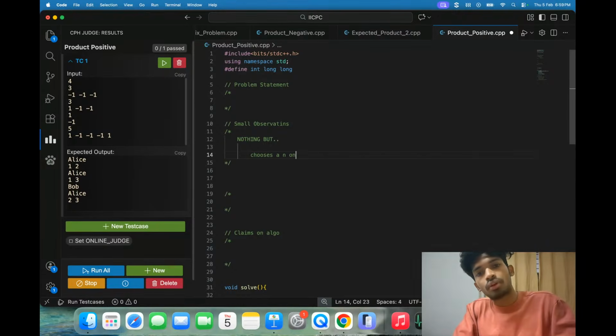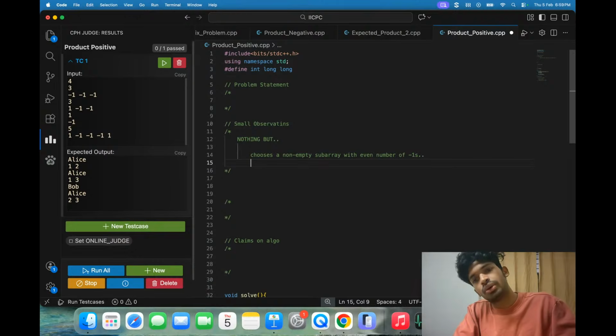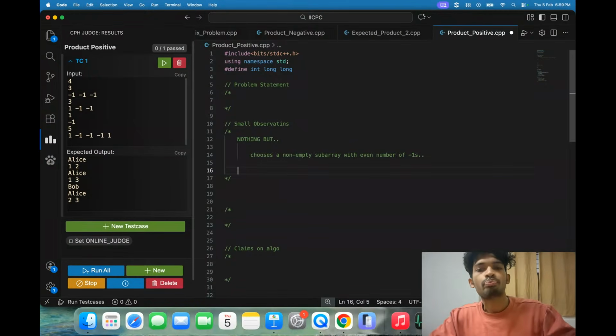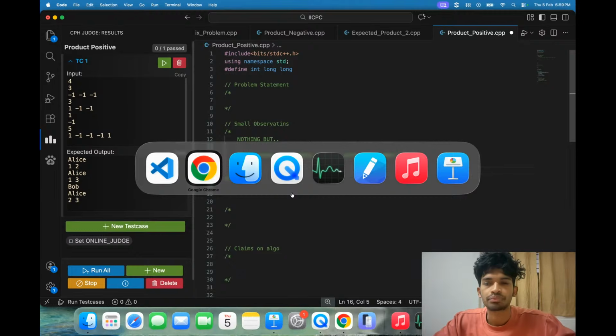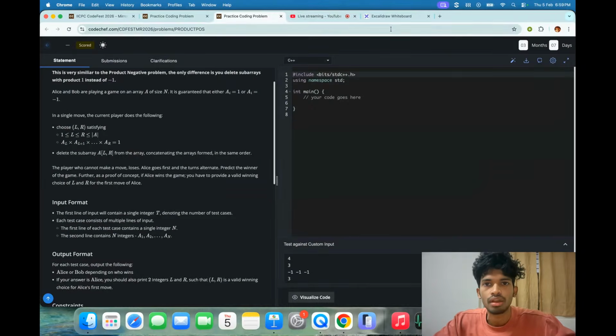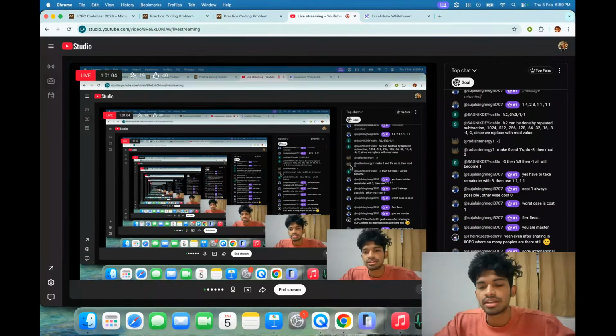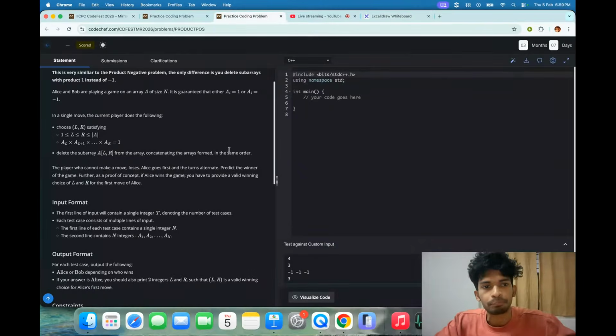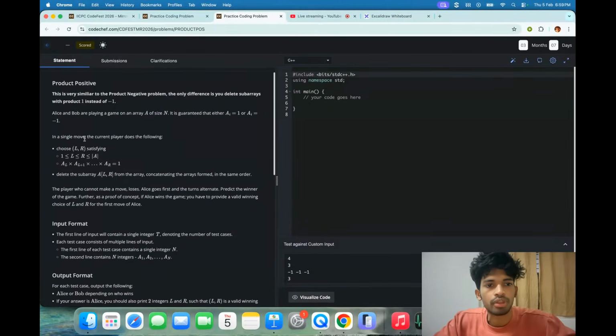It's nothing but choosing a non-empty subarray with an even number of minus ones. Okay, screen is there, right? You will choose with an even number of minus ones. Whoever cannot do that will lose.